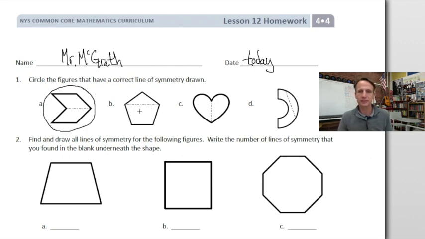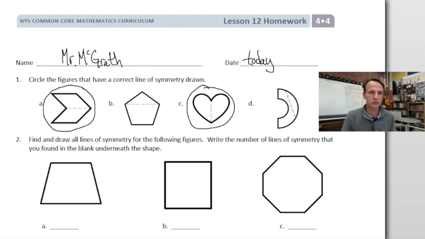On this little pentagon here, however, if we fold that down, we'd have something like a cockeyed envelope. So that one does not get circled. The heart, if you folded that over, the two lobes of the heart would match up perfectly. And on this piece of elbow macaroni, or whatever it is, half a donut, you could draw a line of symmetry here, right? And same with the pentagon, you could draw a line of symmetry, but that's not it.